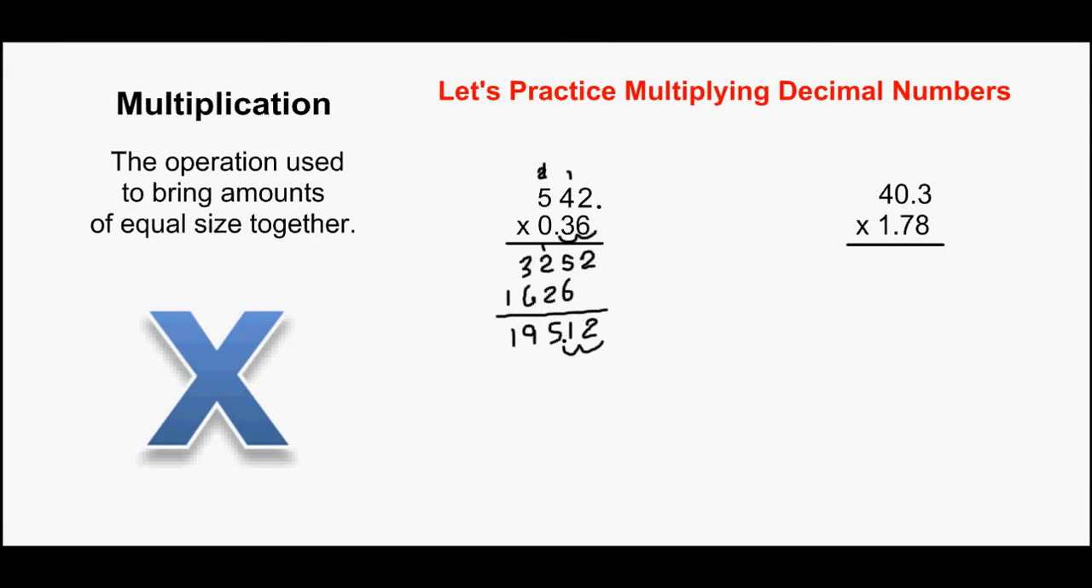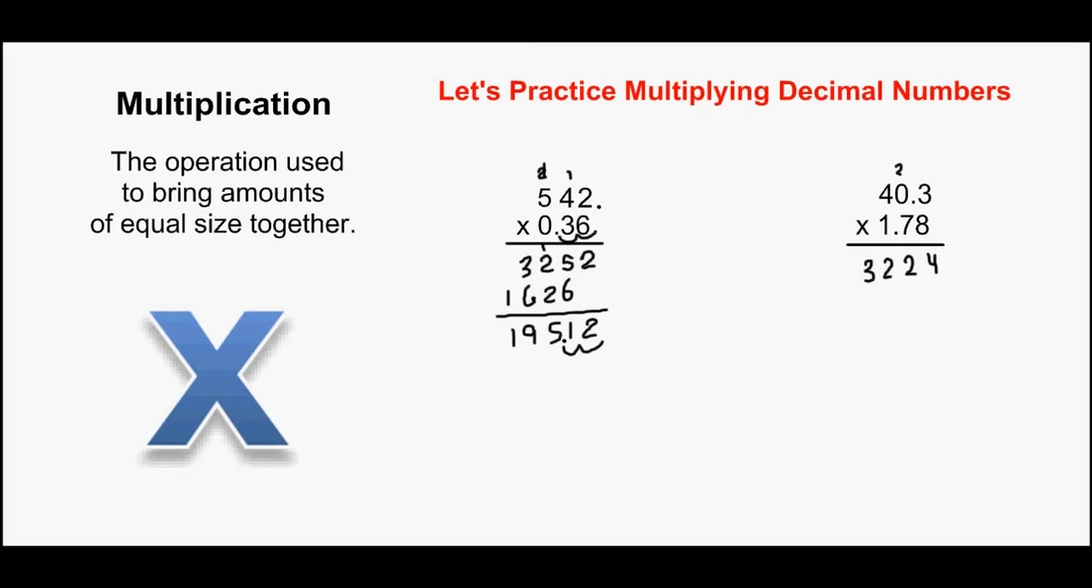Let's try another example. Here, I will treat the 2 numbers as though they were whole numbers. 8 times 3 is 24, carry the 2. 8 times 0 is 0, plus 2 is 2. 8 times 4 is 32. We'll move to the next digit.